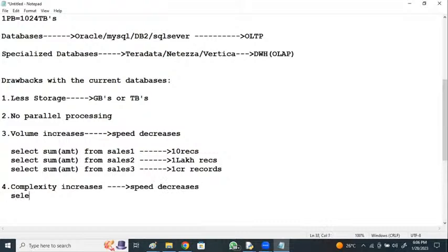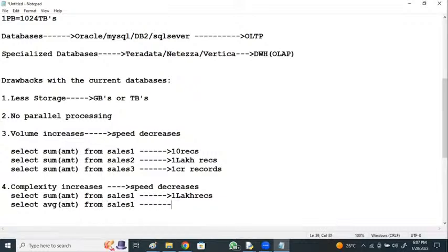For example, select sum of amount from sales one. Assume you got 1 lakh records. Next query, select average amount from sales one. And then, assuming the same sales one table, select standard deviation of amount from sales one.